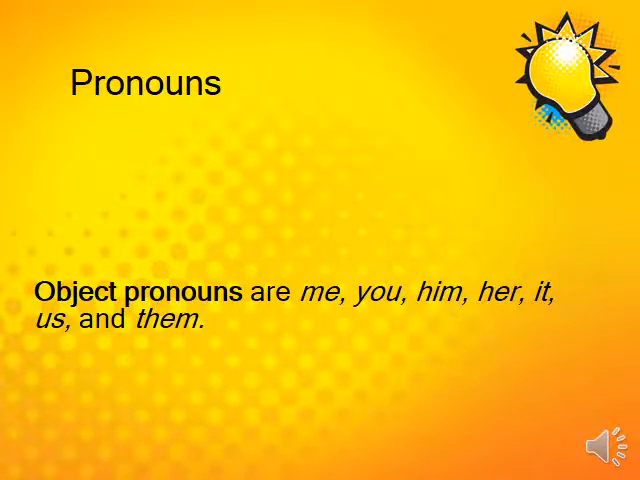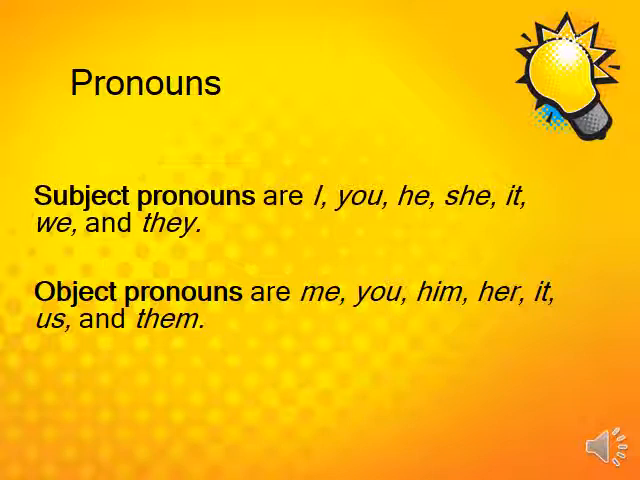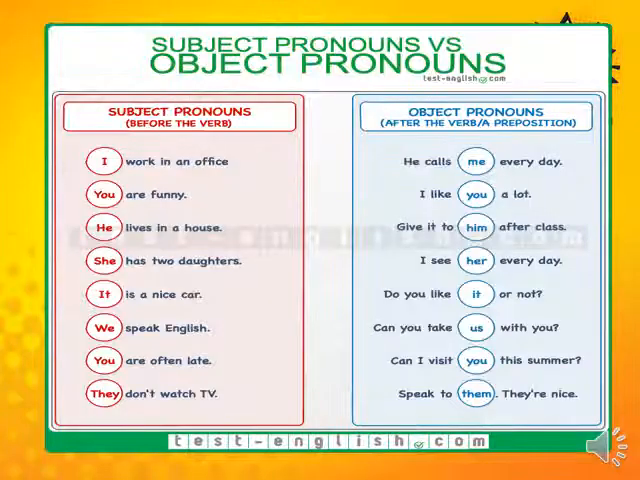So the subject pronouns are I, you, he, she, it, we, and they. The object pronouns are me, you, him, her, it, us, and them. This is another table, and I think it's useful for those who make mistakes. For example, here the first one, I work. These are subject pronouns. The subject pronouns come before the verb. This is the verb. I work in an office.